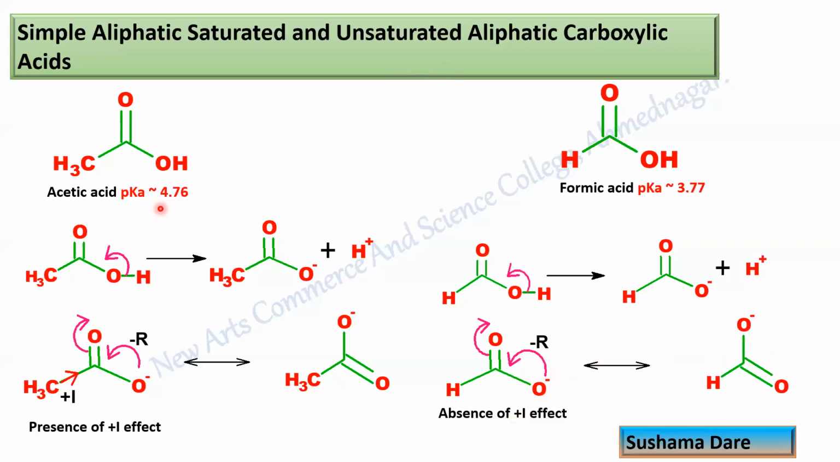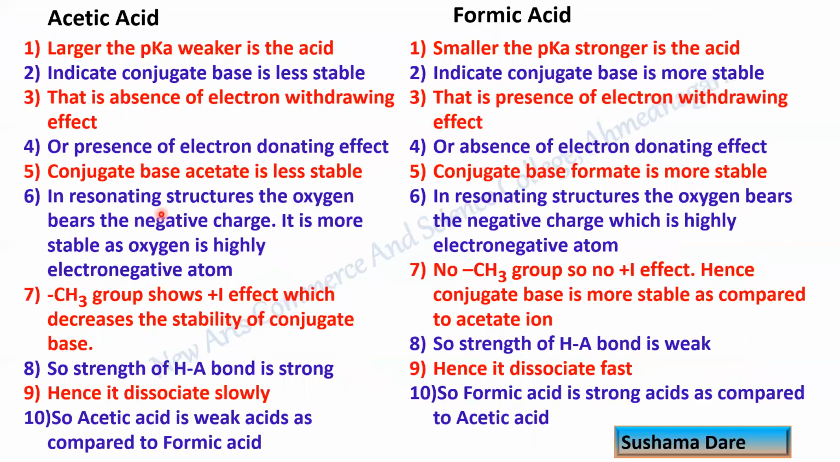From this we identified the pKa values 4.76 and 3.77. What do they indicate? Formic acid is a strong acid as compared to acetic acid. As the pKa value goes on decreasing, the acidity goes on increasing. There is an inverse relation between pKa and acidity. So how can we explain these two things? From one side write down acetic acid, on the other side write down formic acid. The first point of explanation: larger the pKa, weaker is the acid. Exactly opposite, smaller the pKa, stronger is the acid.